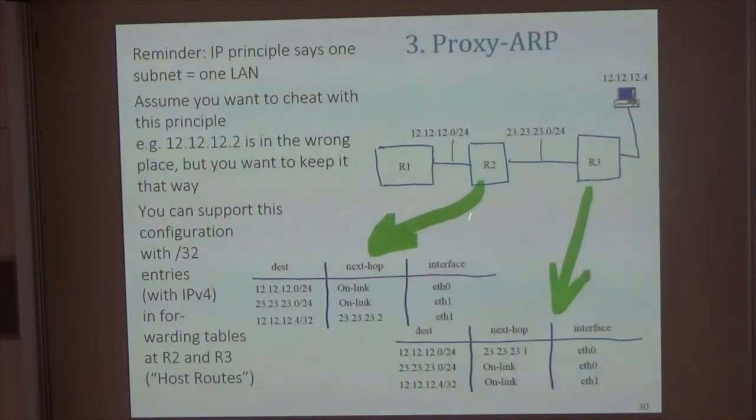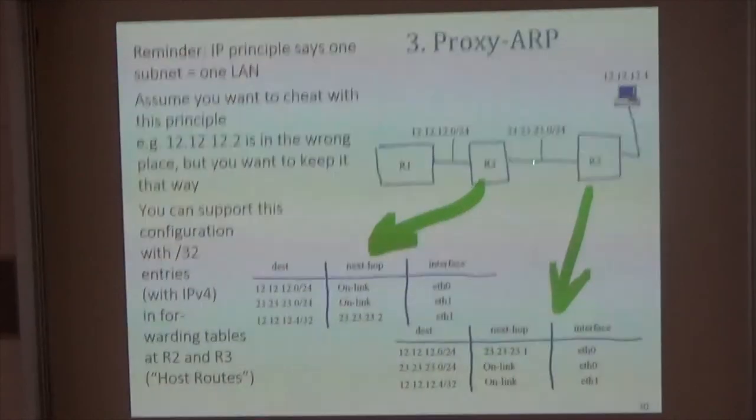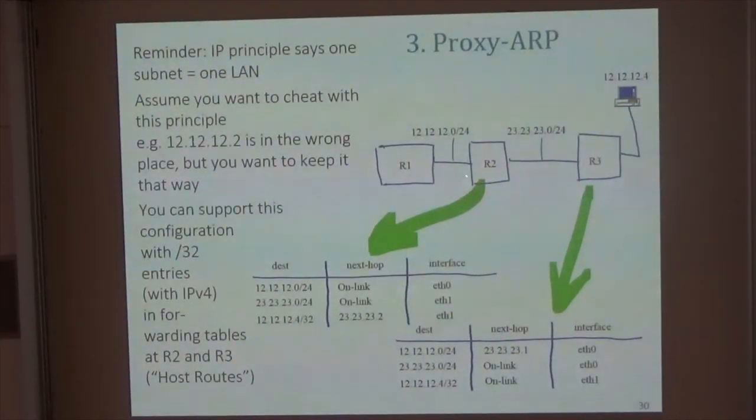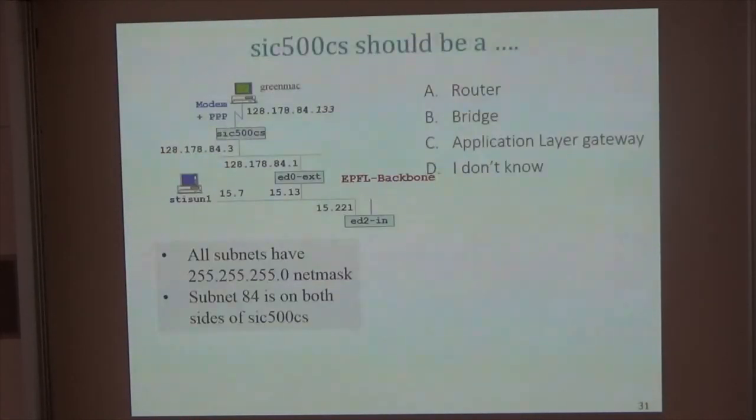So if you correctly do it in R2 and say, for this host route, go to the interface on the right, ETH1 instead of ETH0, that would be on the left, then a packet to that destination will not do ARP and all that stuff, but will go on this interface. And at R3, you can do the same thing here by saying it's on link on this interface here. So you can manipulate this by properly configuring the things here.